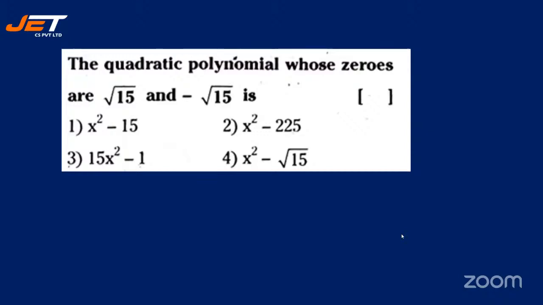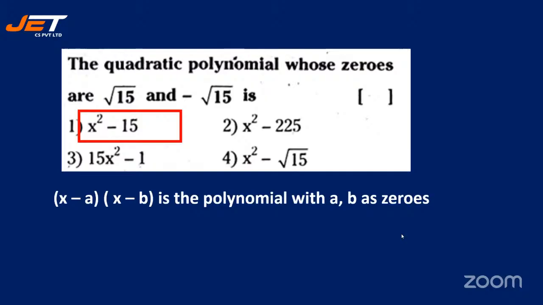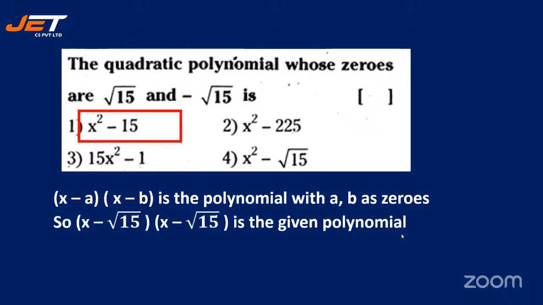The quadratic polynomial whose zeros are root 15 and minus root 15. The options are x square minus 15, x square minus 225, 15 x square minus 1, x square minus root 15. All right, so it is x square minus 15. How? x minus a into x minus b is a polynomial with a, b as zeros. So x minus root 15 into x minus root 15 is the given polynomial.